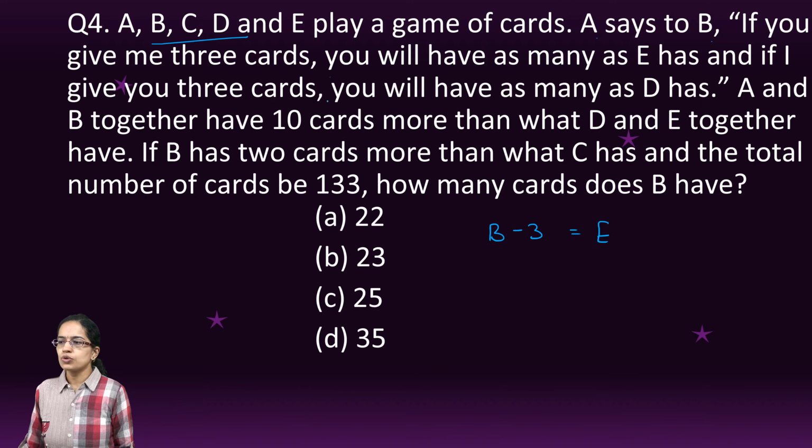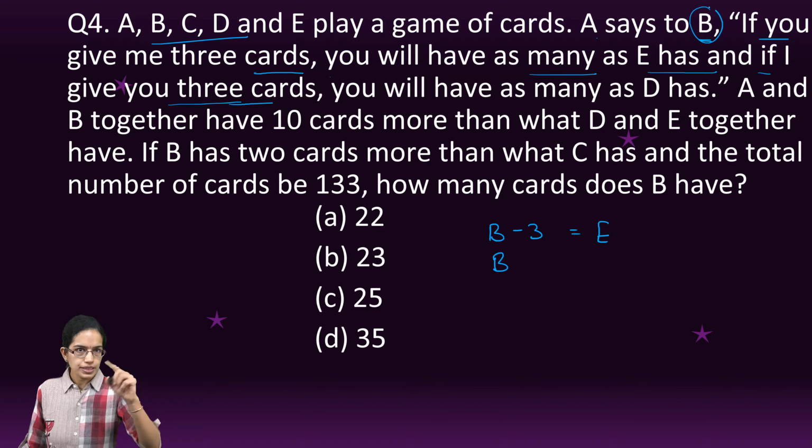If I give you 3 cards, you would have as many cards as D. So the first sentence says, if you give me 3 cards, you would have as many cards as E. A says to B. So who is giving the card? B. Now if I give you 3 cards, who is getting the card now? B is getting the card. So B plus 3 would have as many cards as D.